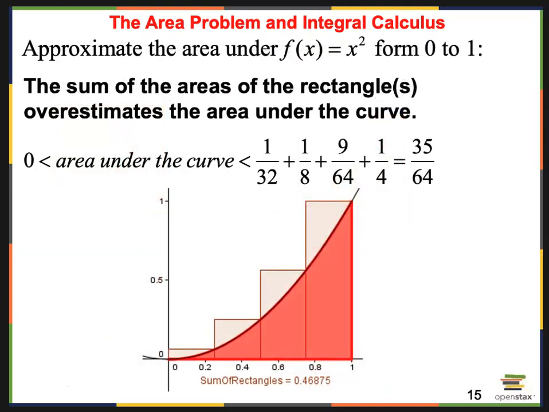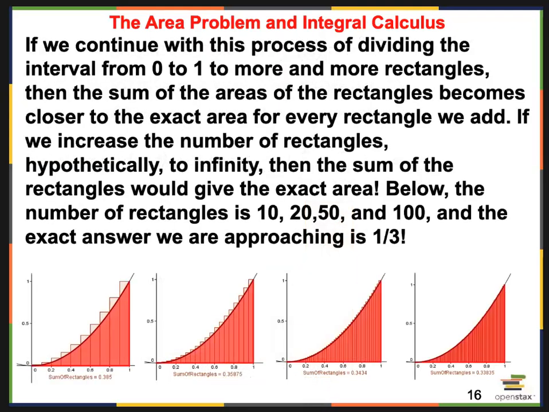So let's look at this. Here's the one with 4 rectangles. The sum of the areas of the rectangles overestimates the area under the curve. Well, that's pretty obvious just looking at it. It would give us an estimate, but we would know it's a little too much. But what if we put in more rectangles? If we continue this process of dividing the interval from 0 to 1 into more and more rectangles, the sum of the areas of the rectangles becomes closer to the exact area.